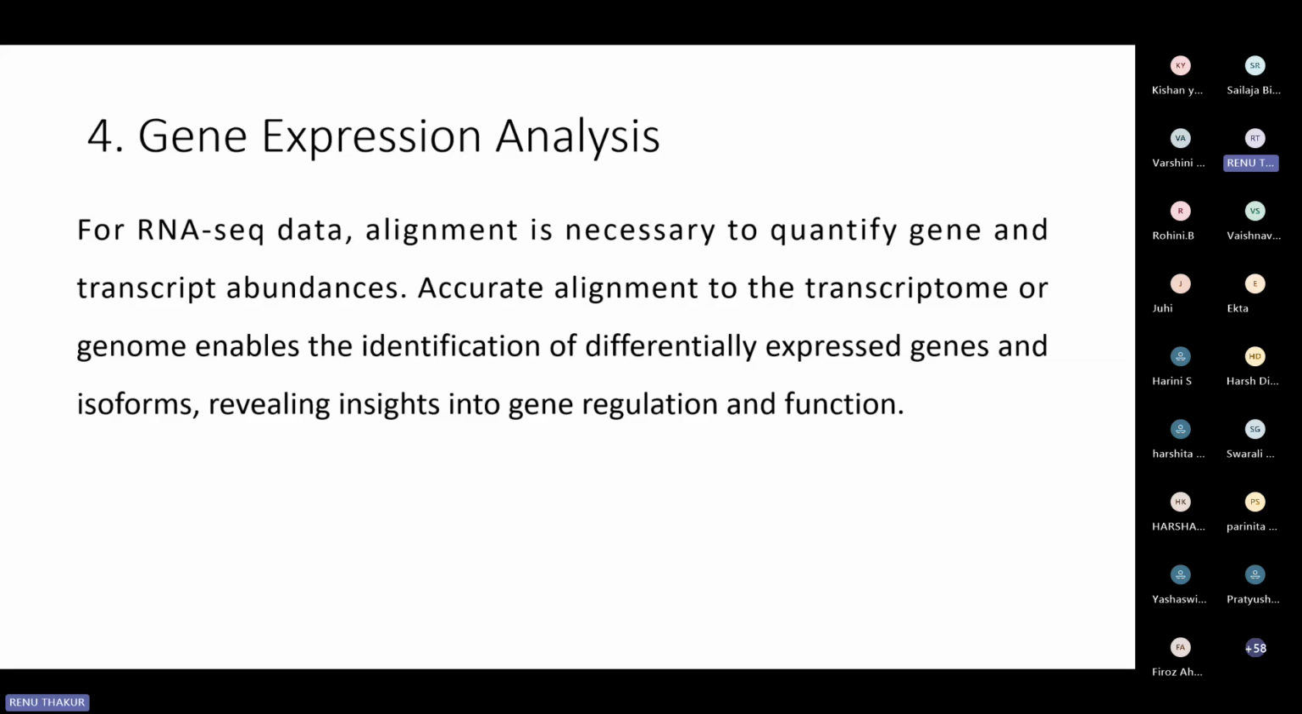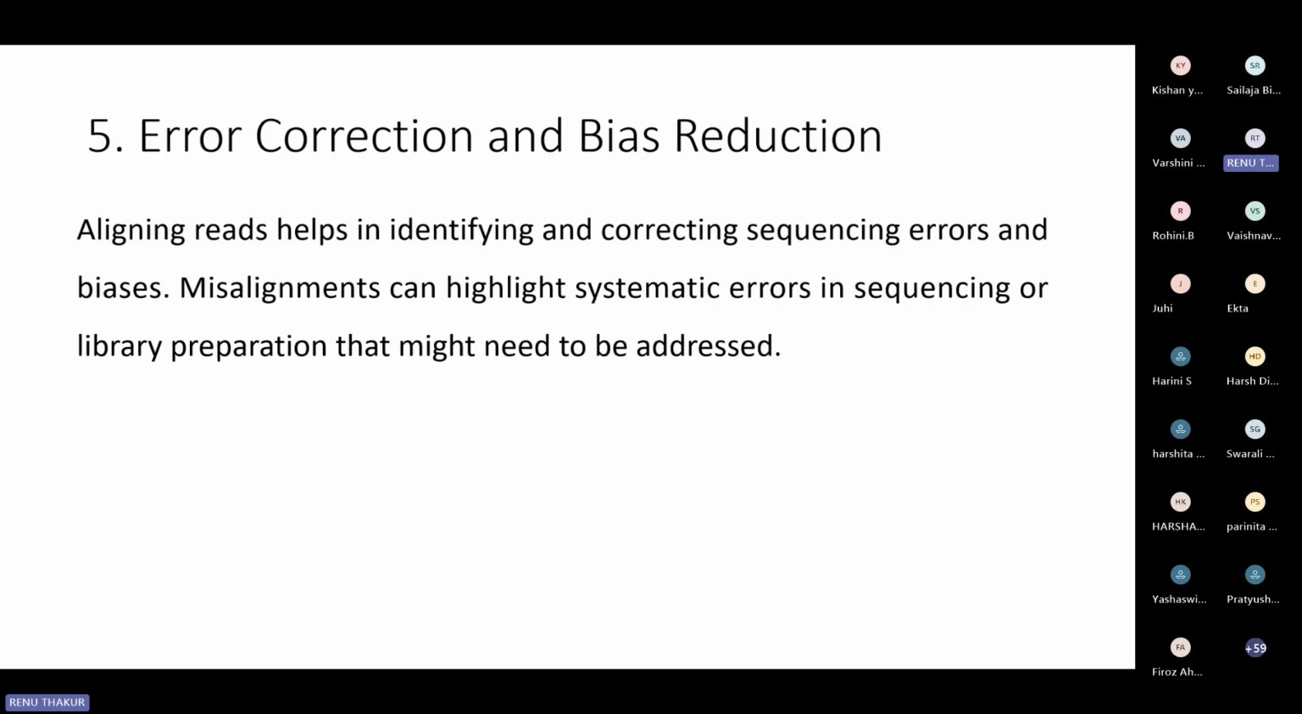Okay, so alignment is so crucial, where you can take help of this alignment or mapping data and go all the way along to the gene expression analysis. So it is the primary key feature of this alignment and mapping. Okay, and error correction and bias reduction. Aligning the sequences helps in identifying and correcting sequence errors and biases.